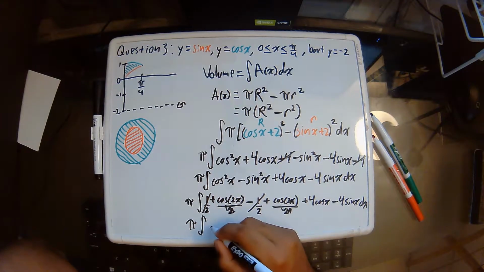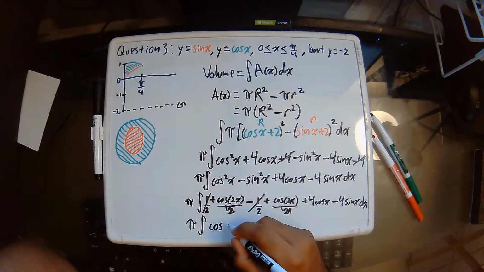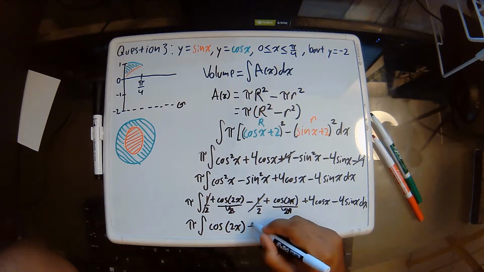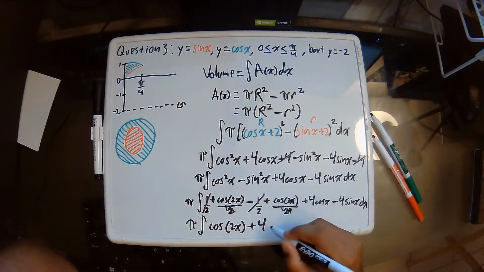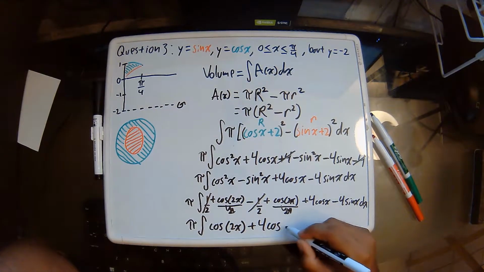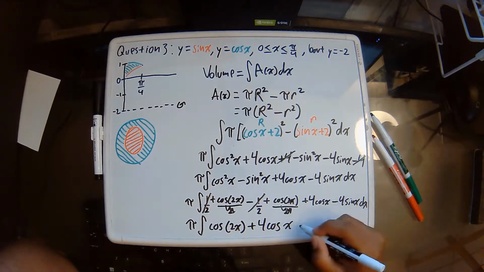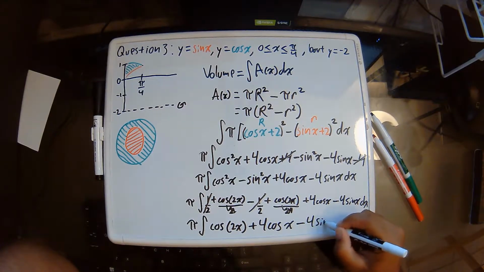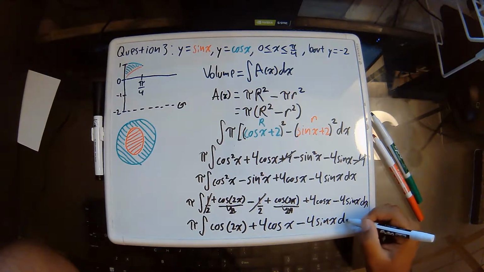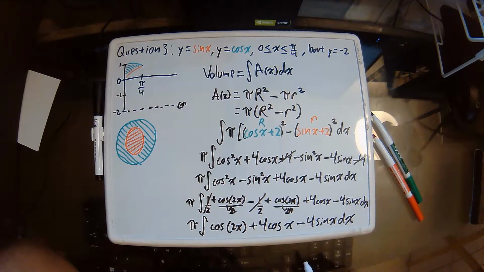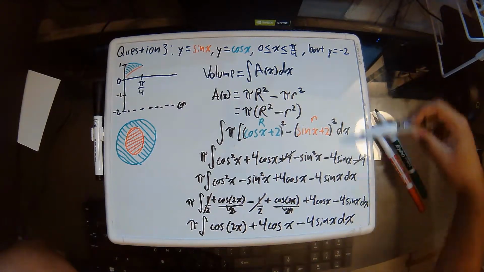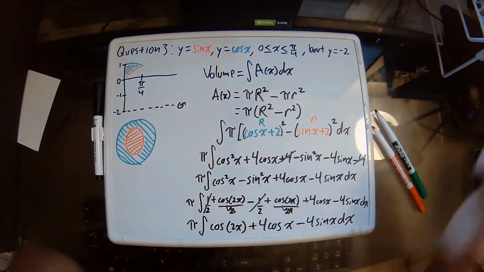Pi times the integral of cosine 2x plus 4 cosine x minus 4 sine x dx. And I will be back here in a second. I will rewrite this on the top and erase all of this that we don't really need anymore.